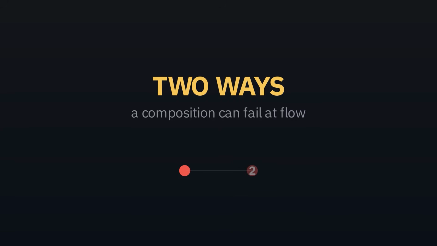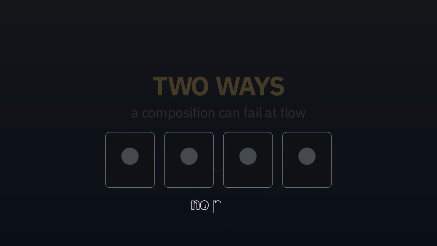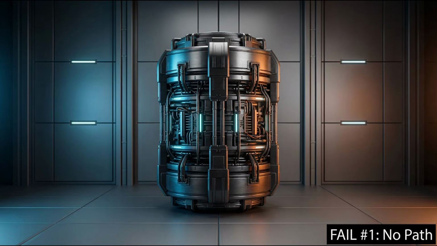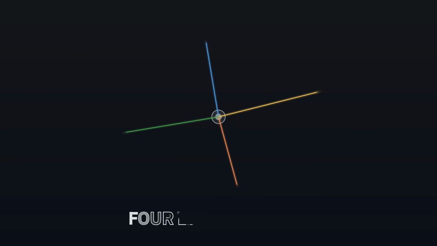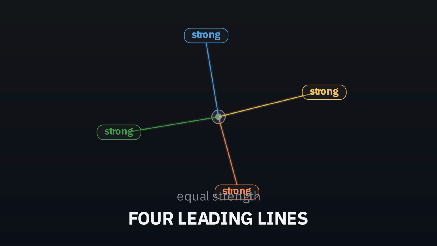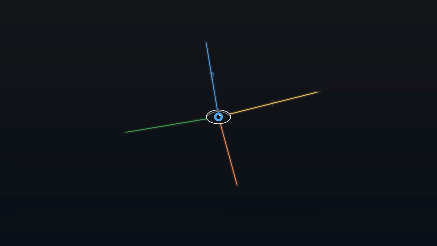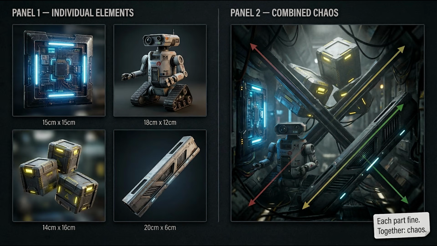One last thing. There are two ways in which a composition can fail at flow. The first is having no path at all, which is what we've been talking about so far. The second is actually having too many competing paths. If your scene has four different strong leading lines, all pulling in different directions at equal strength, the eye doesn't know which one to follow. It picks one, gets pulled, then gets interrupted by another, then another. It's just disorienting. The image feels chaotic even if each individual element looks fine.